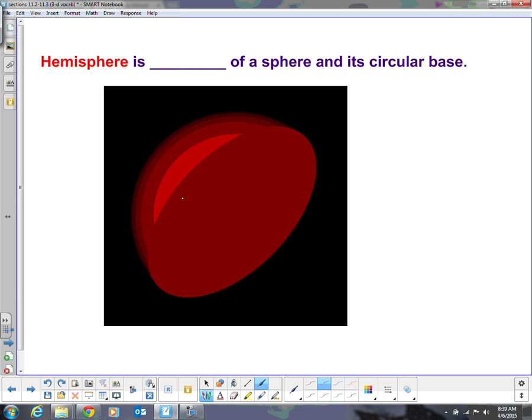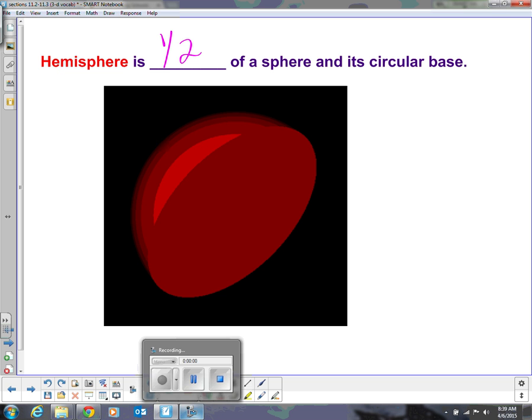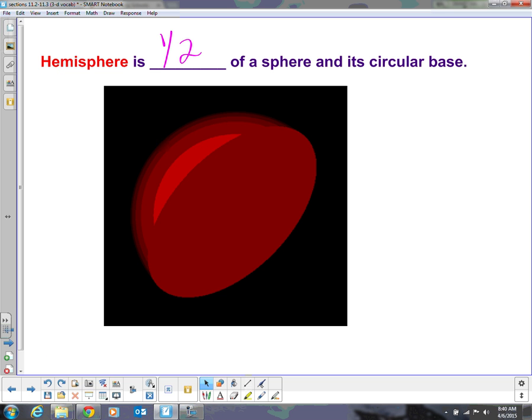All right, what else do we have? A hemisphere, that was a really good picture too, but the colors aren't good, is half a sphere. Did you know that? And its base is circular. How many people knew that? Okay, so I didn't tell you anything new today.